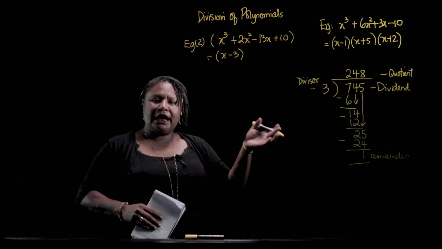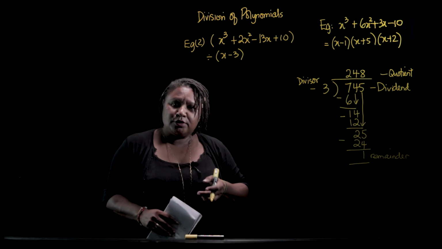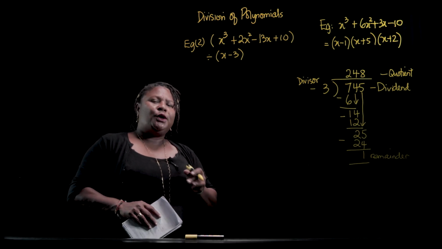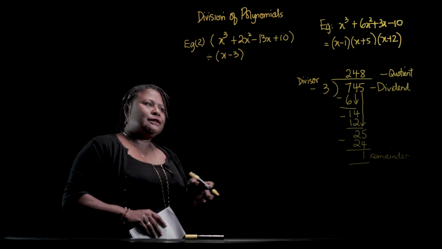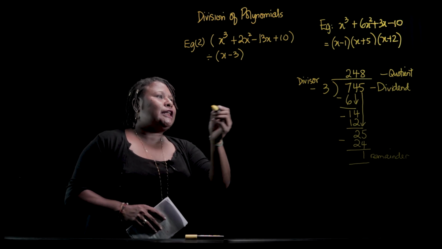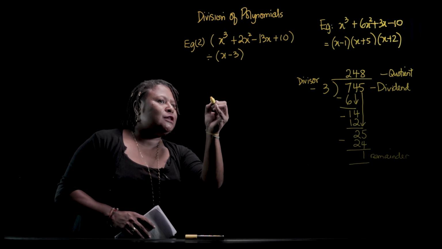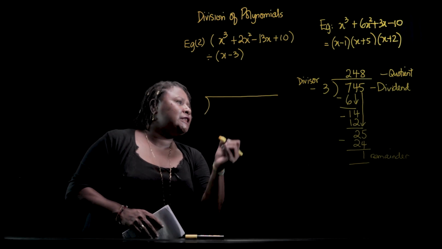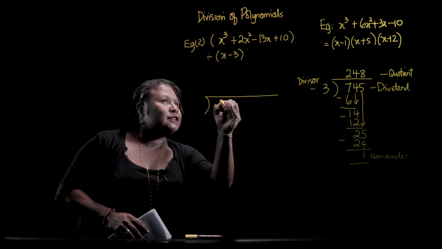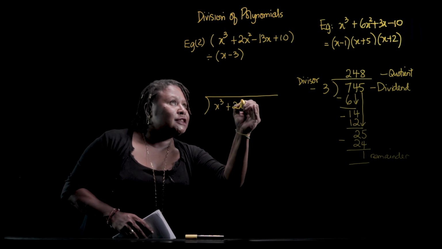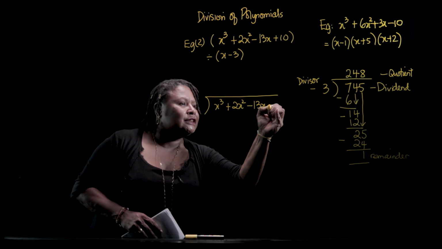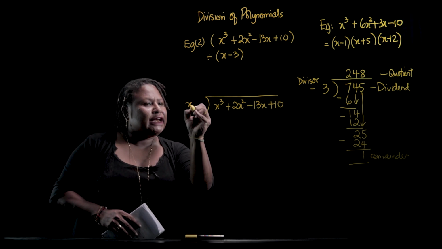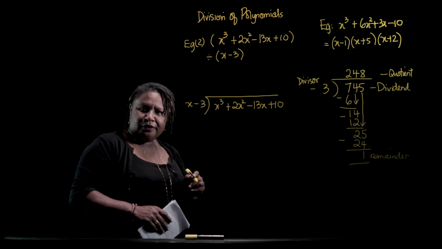Remember that we are dividing so that we are able to factorize. So x minus 3 is one of the factors. We are yet to find the other two factors. So let us use the division symbol there and put our dividend and divisor in the correct place. We have x cubed plus 2x squared minus 13x plus 10. This is our dividend. And the divisor is x minus 3.